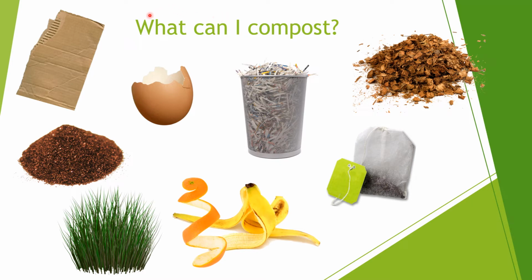So things like cardboard, coffee grounds here, grass clippings, eggshells, food waste, tea bags, shredded office paper or newspaper, just no gloss, no magazines, and then wood ash and leaves, things like that. These are all really great options to add to your compost pile and create your own fertilizer.